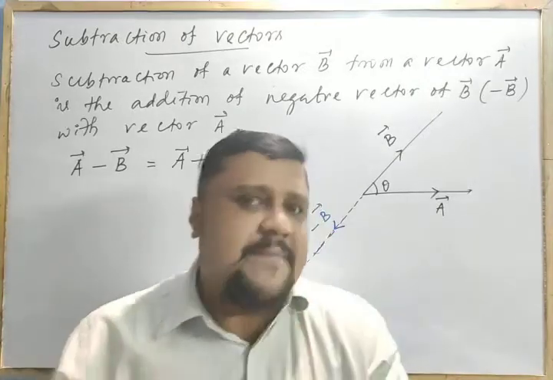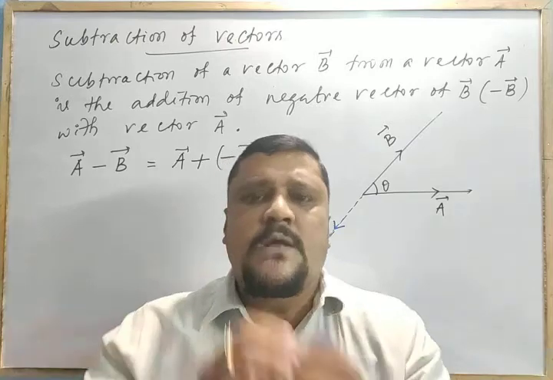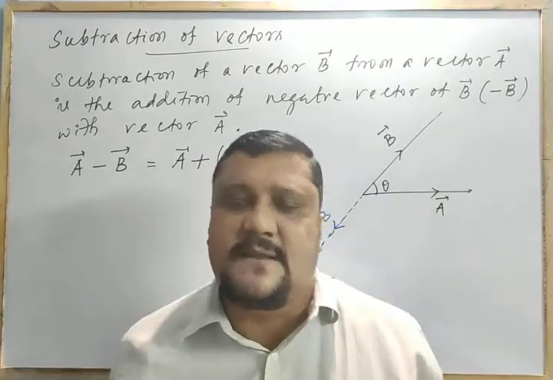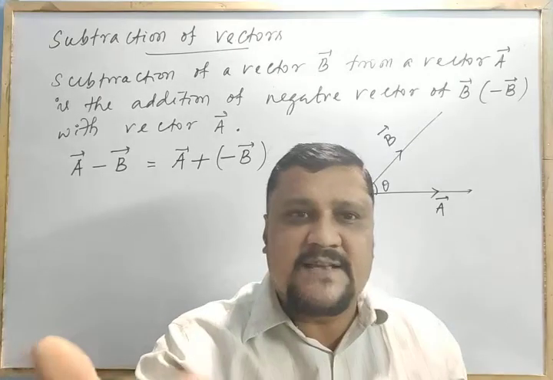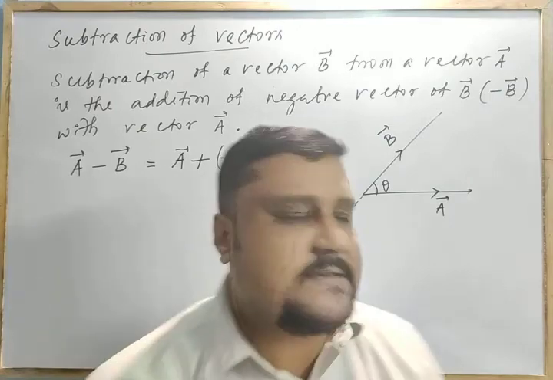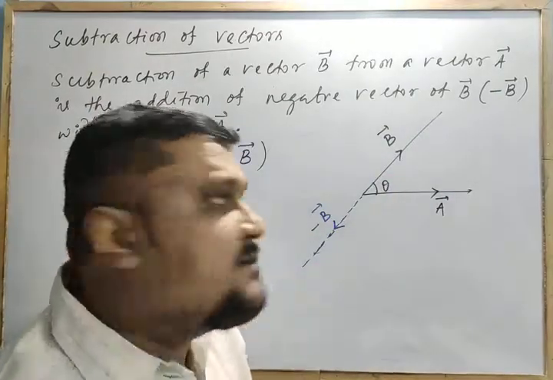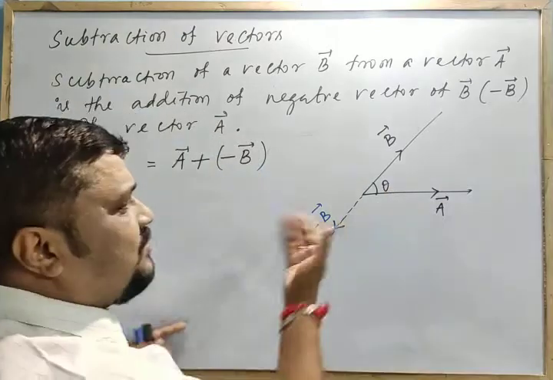I have already told you that in vector A, minus A has the same magnitude. The difference is the opposite direction. If A is this direction, towards you, then minus A is towards me. From your side it is towards me. That is the difference. So this is A minus B. So A minus B means addition of these two vectors.